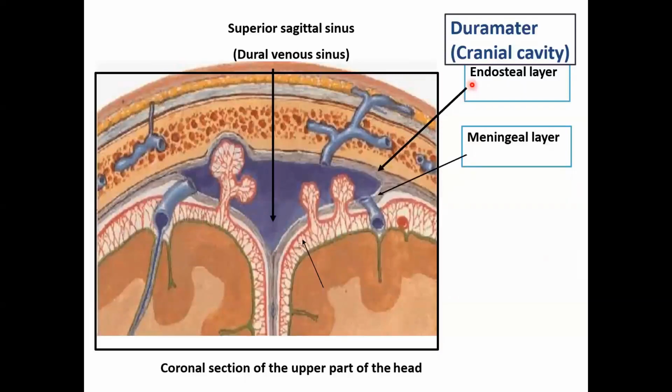This cranial dura mater is a double-layered structure. The outer layer is the endosteal layer. This endosteal layer is closely applied to the inner surface of the skull bones. The second layer is the meningeal layer. Both the layers are closely applied to each other, but at places where they enclose venous sinuses or dilated veins between them, the two layers will be separated from each other. So the cranial dura mater has two layers, an outer endosteal and an inner meningeal layer.